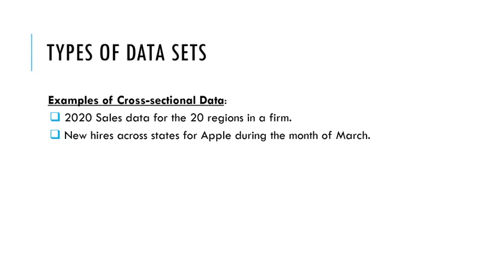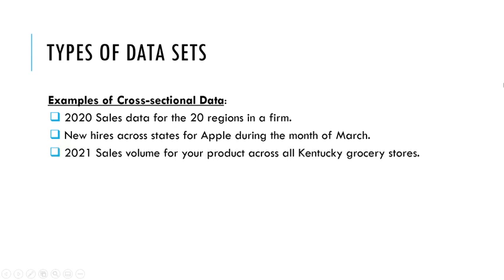So I've got Apple in Virginia, Apple in North Carolina, Apple in Kentucky, Apple in Maryland. You get the idea. But it's just one period of time. What does March look like? So that would also be cross-sectional data.